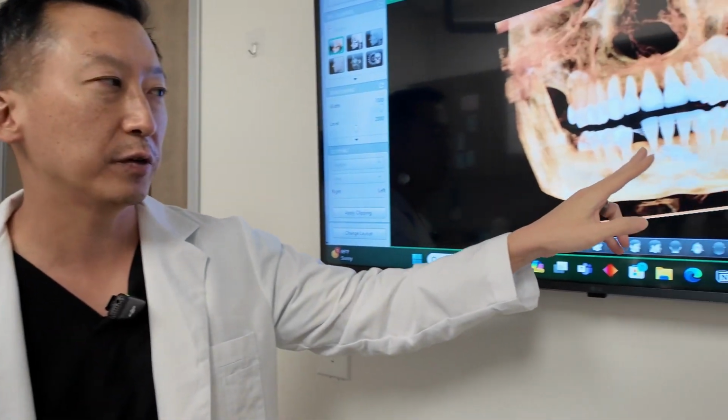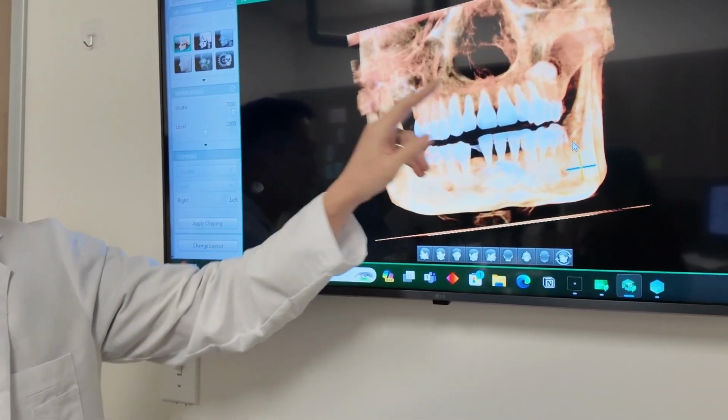So this morning, what we did was we sedated her. We went in underneath the gums, had to remove a little bit of bone, and we were able to extract this tooth for her. Now, what options does she have?